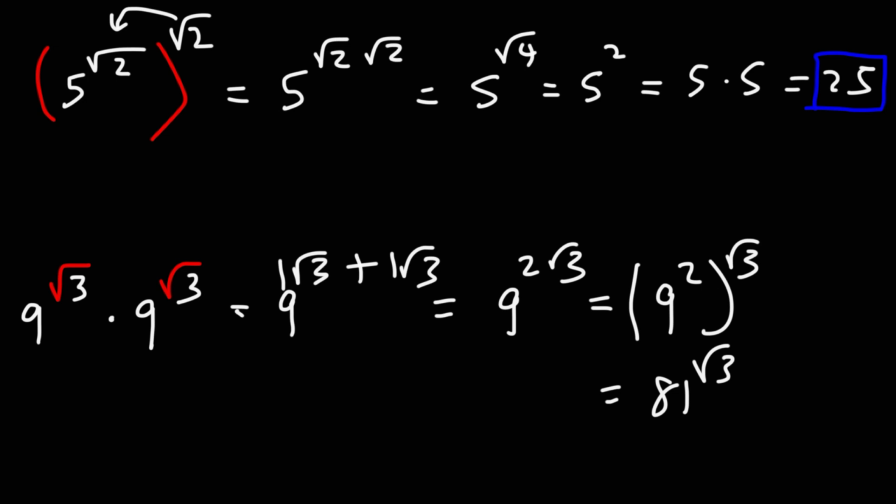An important property to keep in mind is that when the exponents are the same, you could multiply the bases while keeping the exponents the same. So we could have gotten the final answer by multiplying 9 times 9, which is 81. And then the exponent will remain square root 3. Go ahead and try these 2 problems.